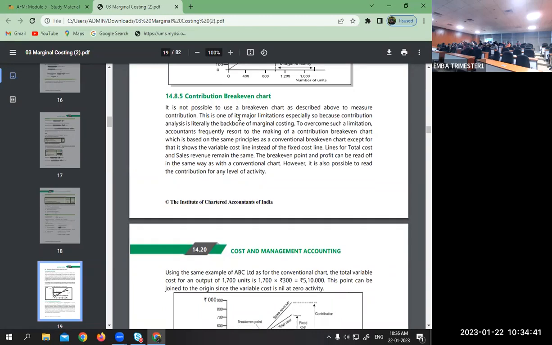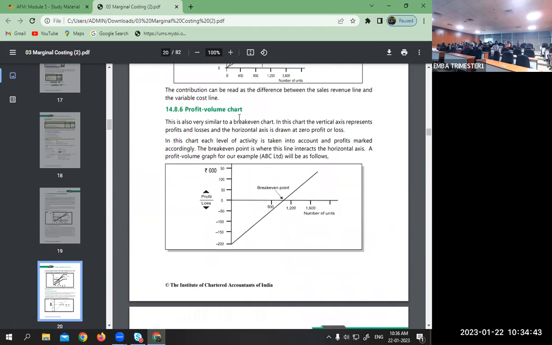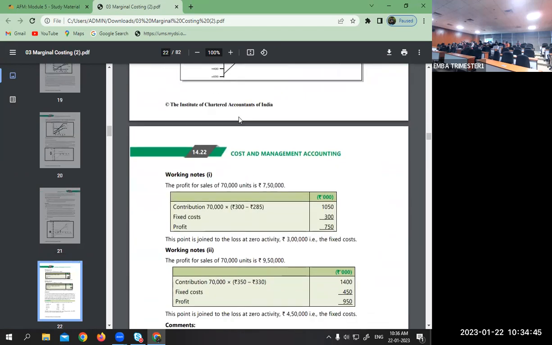This is about the last component. That's all about marginal costing.